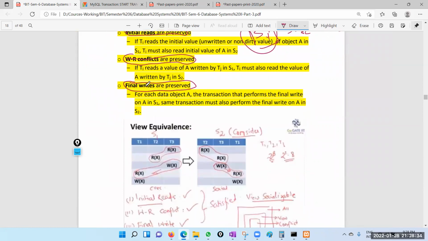Right. So we have 2 schedules, schedule 1 and schedule 2. Now we are going to check whether these 2 schedules are view equivalent. So the first condition is, in both the schedules, the initial reads must be done by the same transactions.